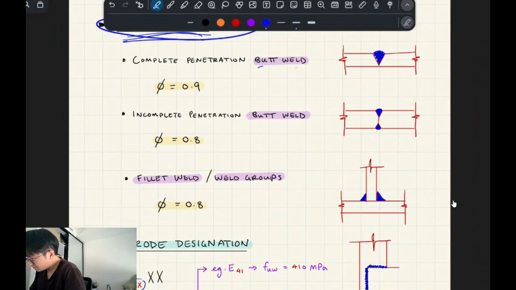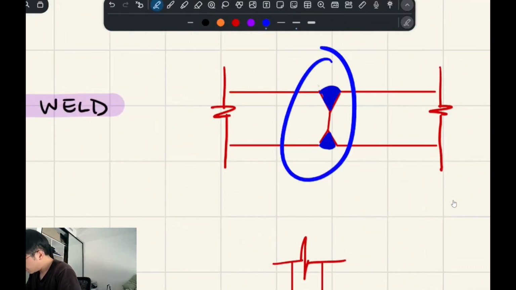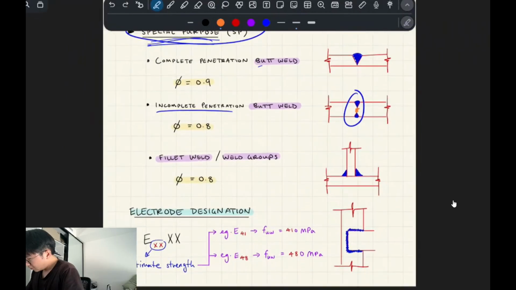If you've got complete penetration or incomplete penetration, that's where you're butt welding to both sides, but you don't actually go through the entire thing, and so this middle bit isn't actually bonded together. And then fillet welds has the same number as well. Okay, cool.